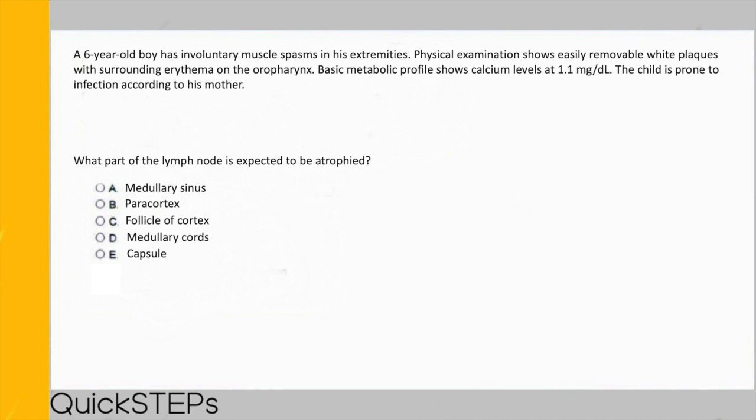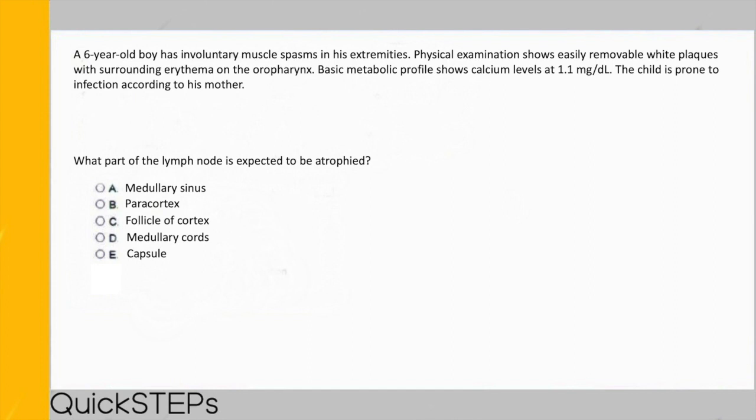Well, we know there's an immunodeficiency because prone to infection is quite literally just another way of saying immunodeficient. And he has easily removable white plaques, which is a hallmark characteristic for thrush, also known as oral candidiasis. Right? It's a superficial fungal infection. It's actually normal flora to a capacity, but this is just overgrowth because your immune system is not functioning properly. So what has immunodeficiency with low calcium levels? Okay, you should be saying DiGeorge syndrome, right? DiGeorge syndrome.